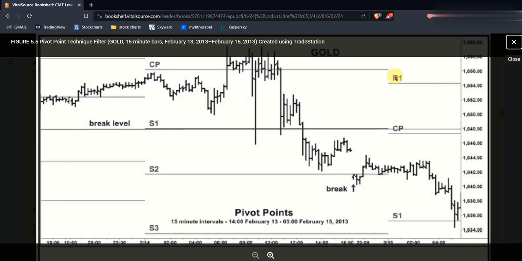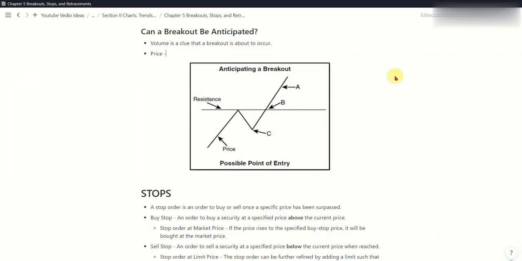Next, can a breakout be anticipated? Volume is a clue that a breakout is about to occur. Here we have the price reaches the resistance level. Here the expectation is the volume will be more, but when the price retraces, meaning when the price comes down, to see if the volume is reducing, then we can get into this point. We can place our trade, and when the price breaks out at B, we can add additional position.